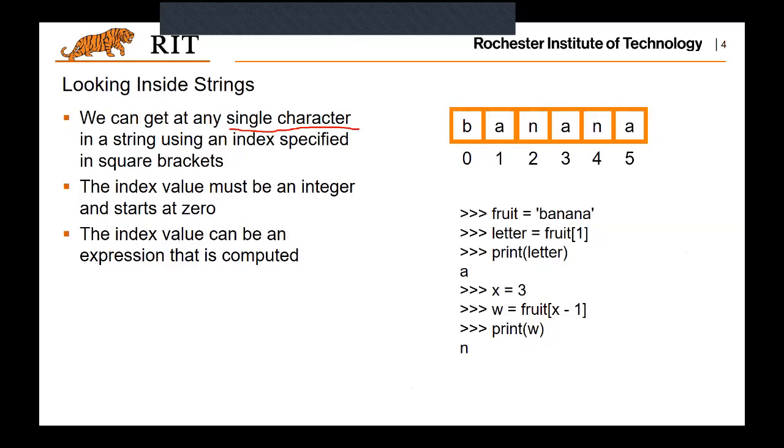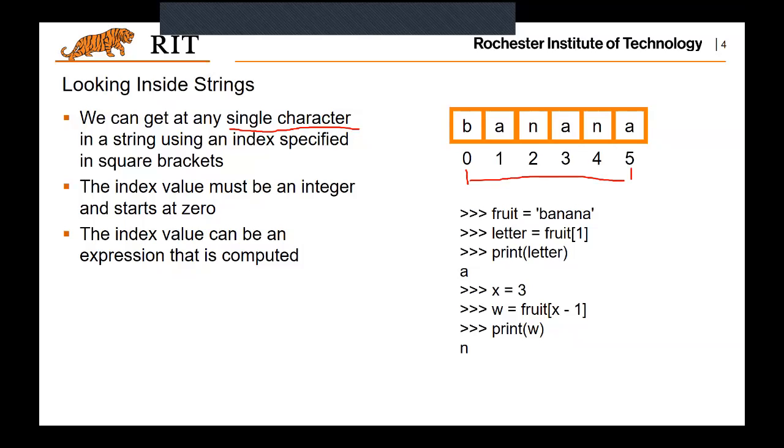For example, if you have the string banana, the index 0 is attached to the first character of this string, which is B, and 1 is associated with A, and 2 is associated with N, and so on and so forth. In total, this string banana has 6 characters, so its index starts from 0 through 5.